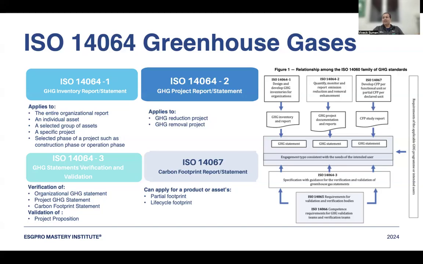But if you decide not to do it, then you have to be very clear and you cannot mention anybody's company name. But GHG and GRI allows you to do that. 14,064-2 gives that.